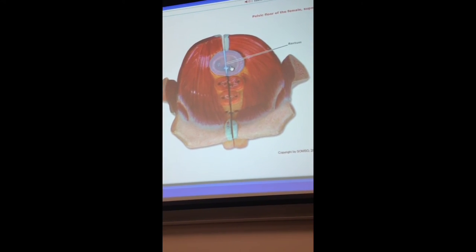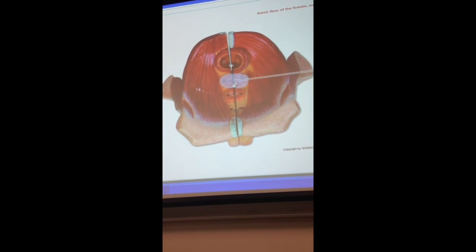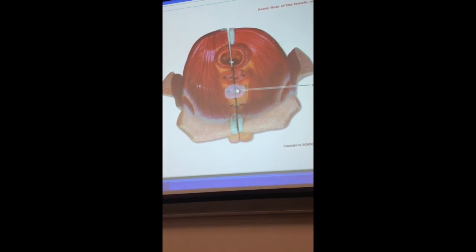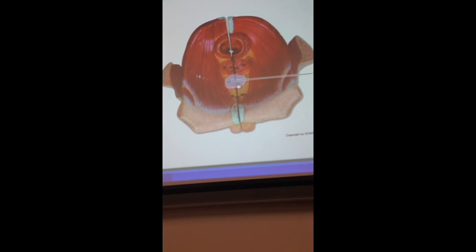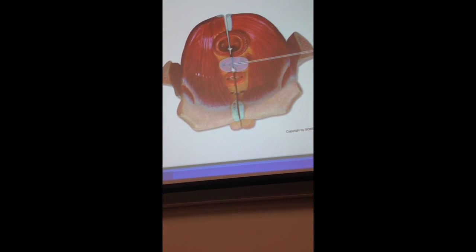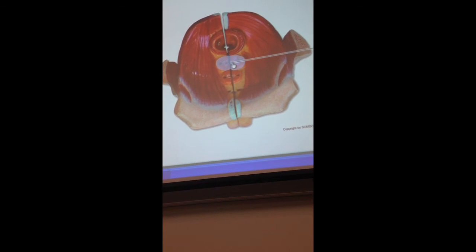This is showing you the rectum. This is showing you the vagina and the urethra. There are three openings basically. The urinary system has nothing to do with the reproductive system in the vagina.